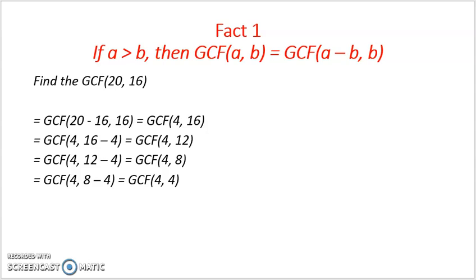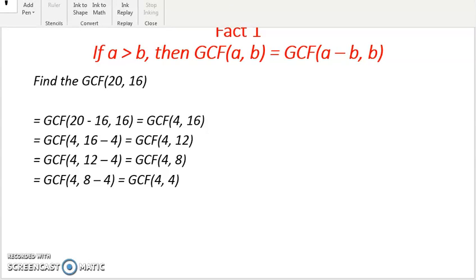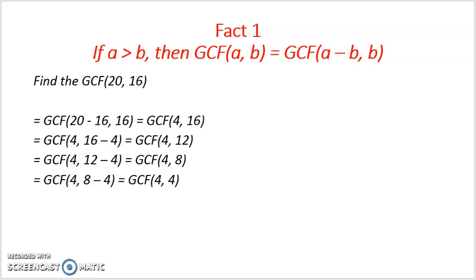The first fact that I'd like to delve into, fact 1 I'll call it, is a formula that I'll call the reduction formula. If you want to find the GCF of two numbers, A and B, and A is greater than B, so one's greater than the other, you can do that by using this fact: the GCF of A and B is equal to the GCF of A minus B, that's the larger minus the smaller, and B. Those two greatest common factors are the same.